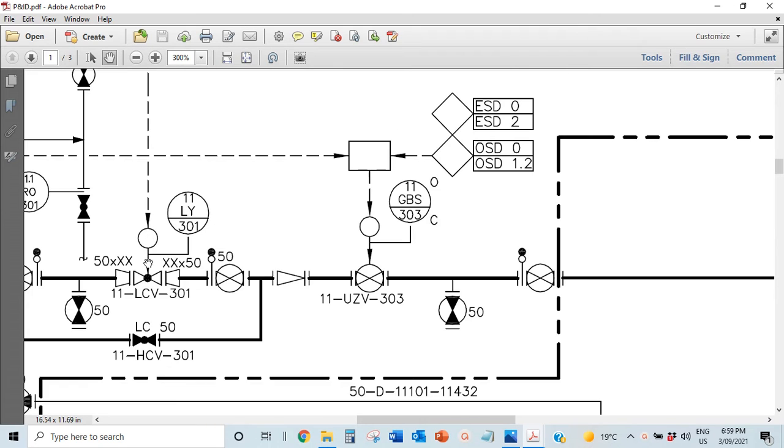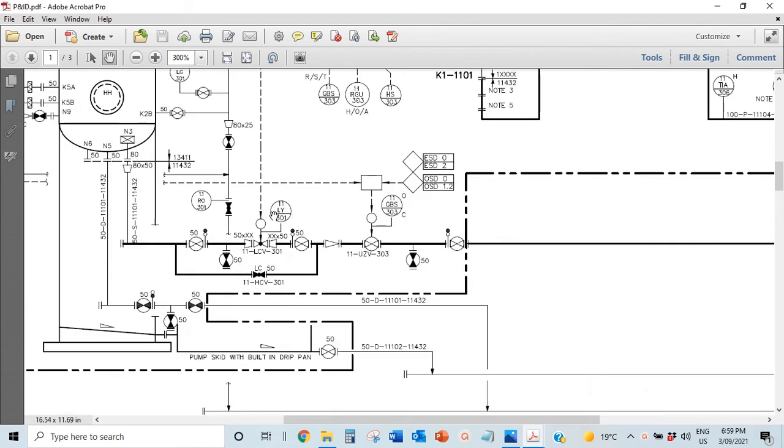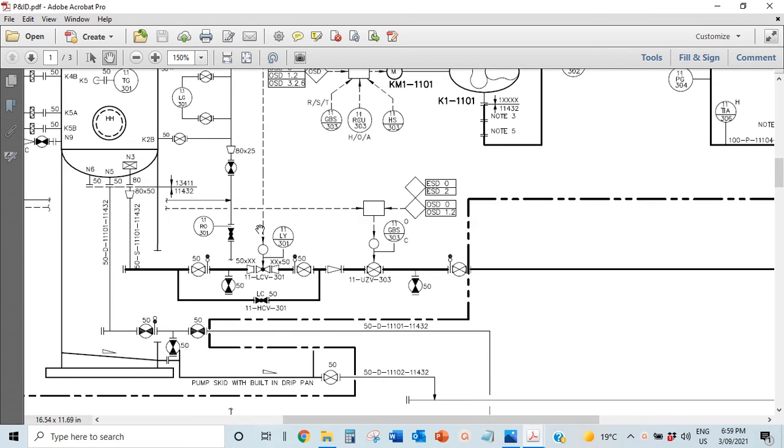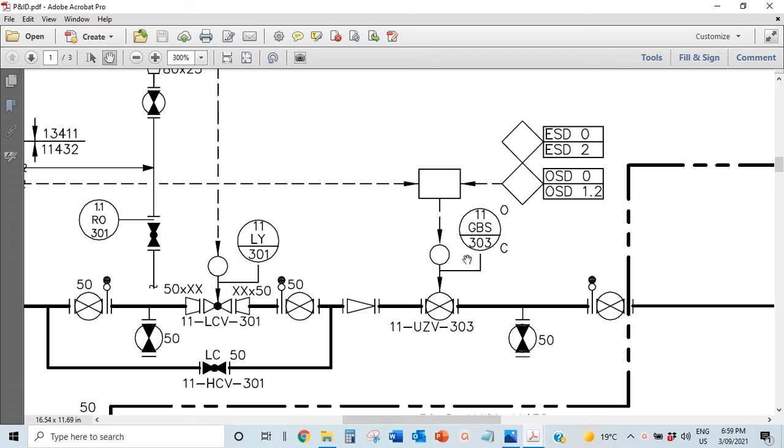It's different from control valves. This is a level control valve. This is a shutdown valve. The level control valve is connected to the process control system, the PCS, whereas this is controlled by the shutdown system.